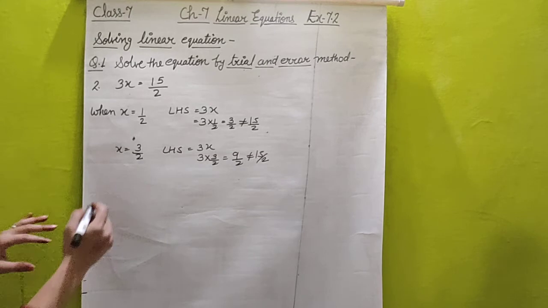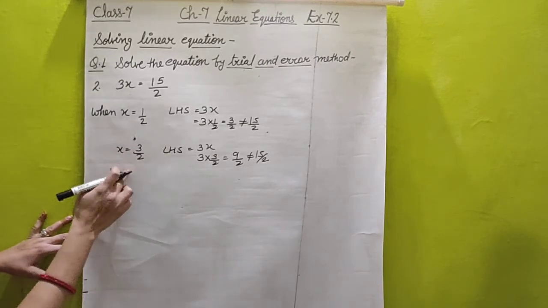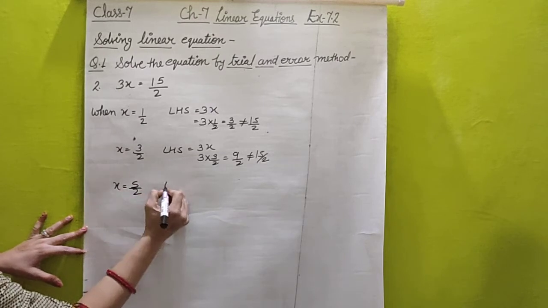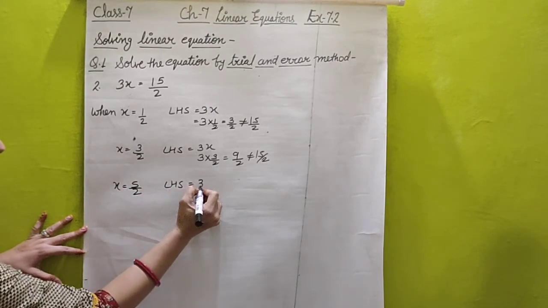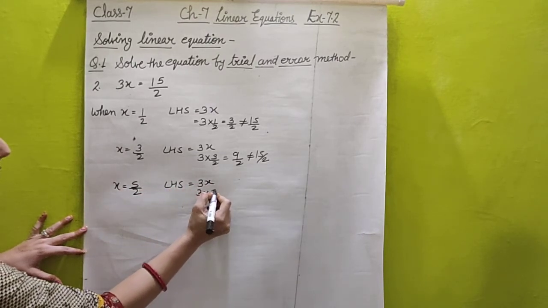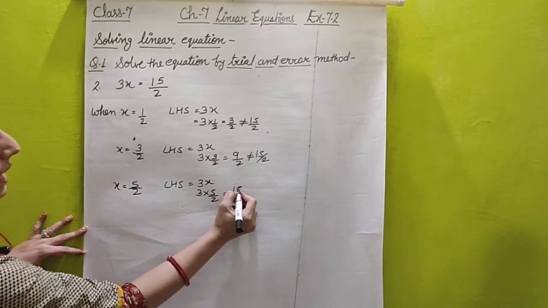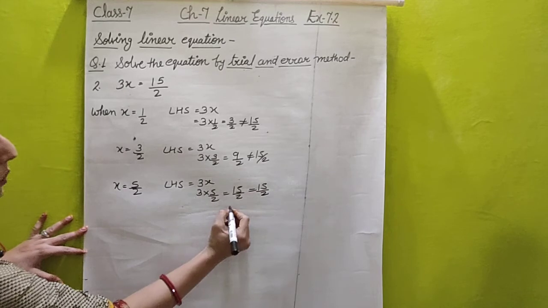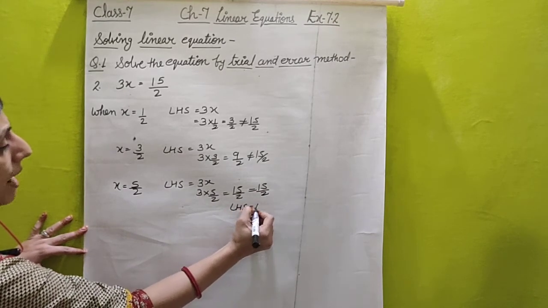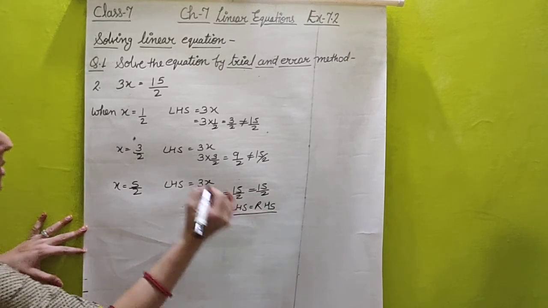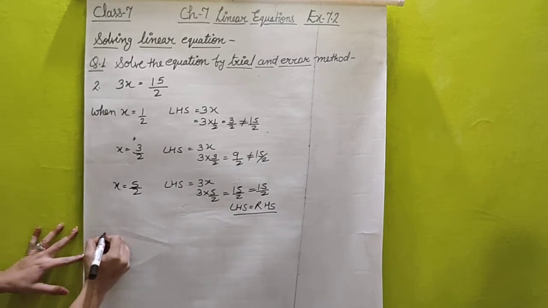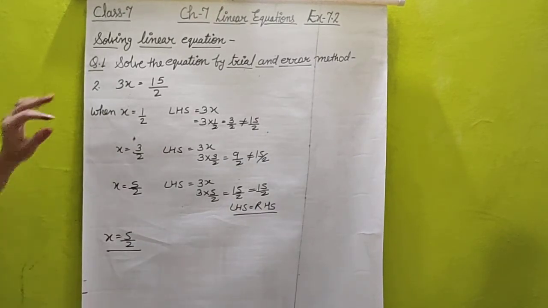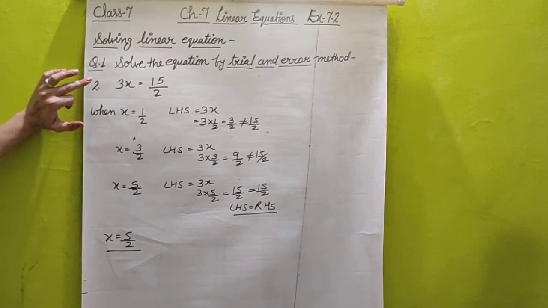Now I am taking x is equal to 4 upon 2, also you can take. I am taking here 5 upon 2. Now LHS means 3x. 3 multiply 5 upon 2. It will be 15 upon 2, which is equal to 15 upon 2. It means LHS part is equal to RHS part. It means students, x is equal to 5 upon 2 is the solution of the given equation.